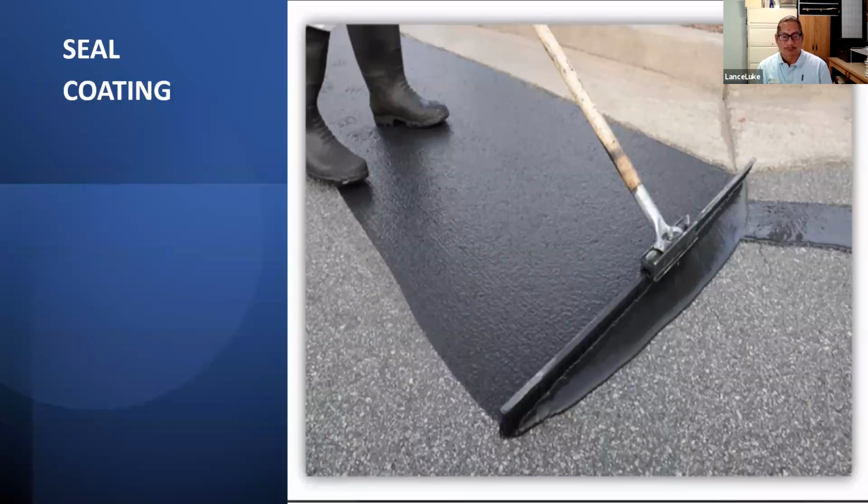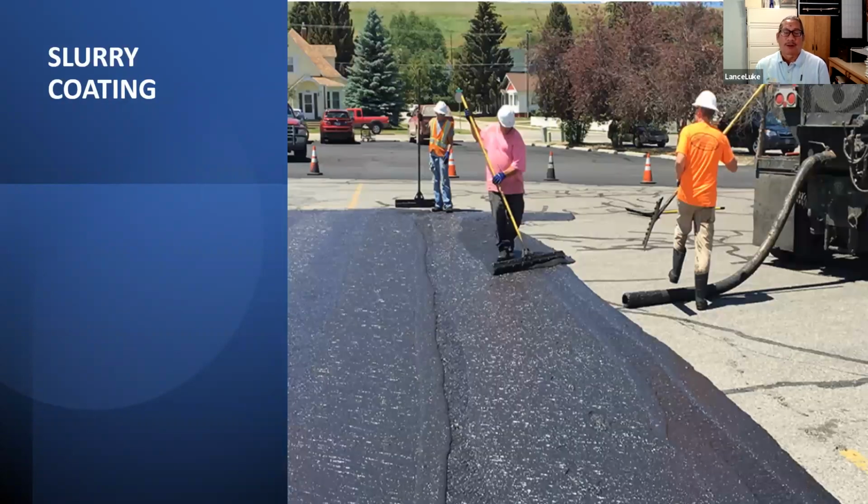There's also what's called slurry coating, which is thicker than a seal coat, and it's really a thick layer. And most of the projects that I work on, I don't specify slurry coating. What's the difference, you might ask? Well, the seal coating is a thinner coating. The slurry is thicker with larger bits of aggregate.